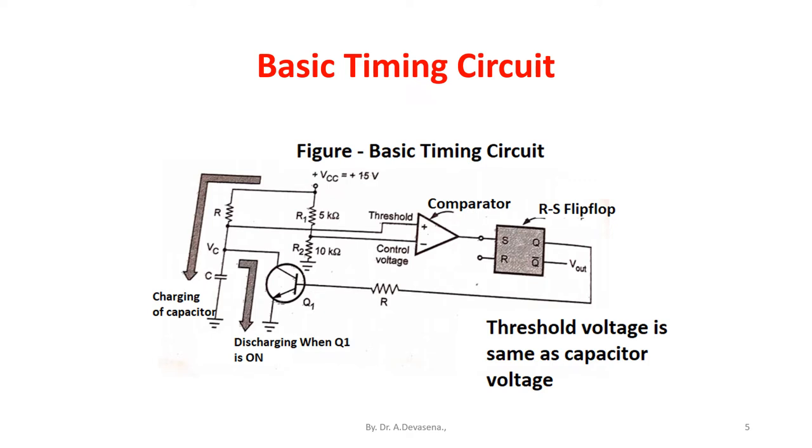Now, this output from the RS flip-flop drives the base of Q1 into saturation. Here is the transistor Q1. The output Q from the RS flip-flop drives Q1 into saturation. The collector terminal of the transistor Q1 is connected to one end of the capacitor. This makes the capacitor voltage zero, and the other end of the capacitor is grounded. In this condition, the capacitor cannot be charged.